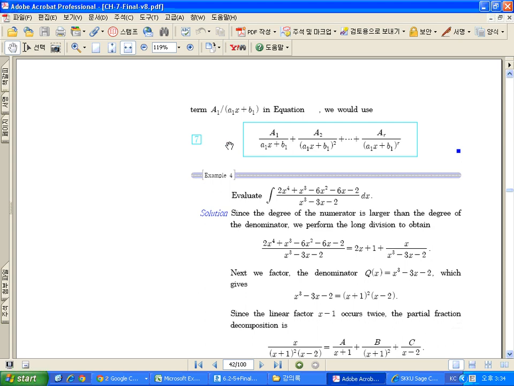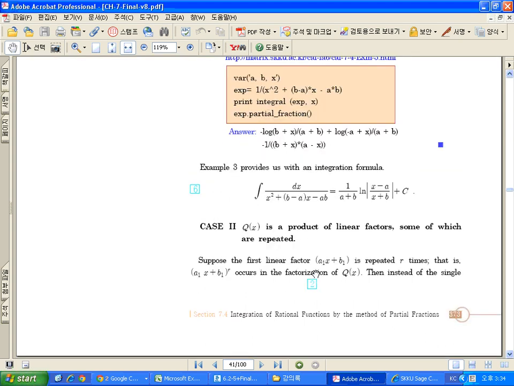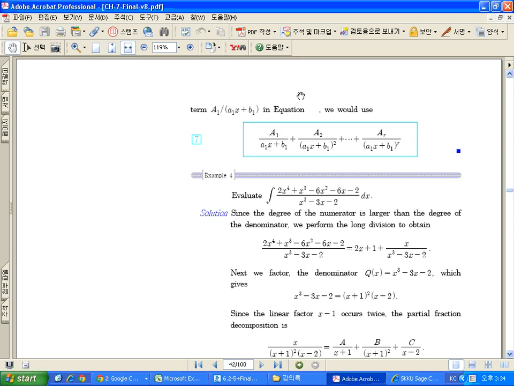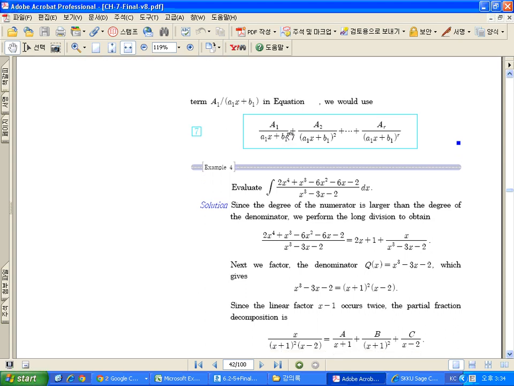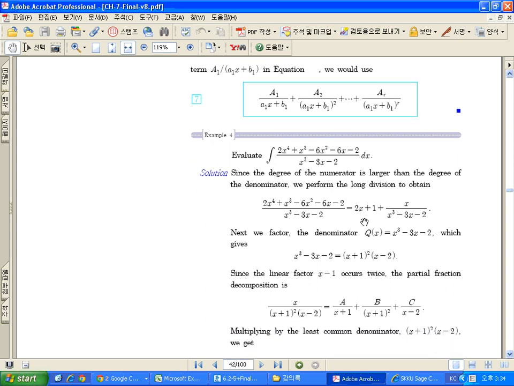Then instead of a single term in the equation 2, in this case, the given rational function can be written in this way. Then after we solve that equation, we're going to have the A's. Here is an example of such a case.